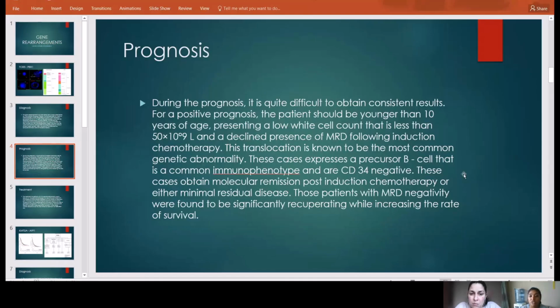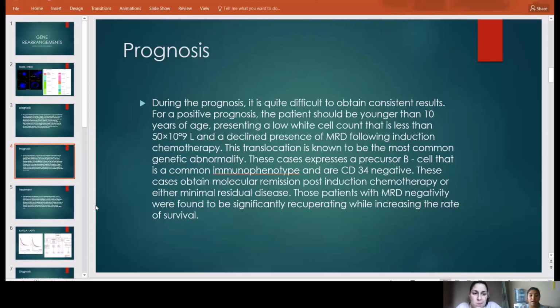This translocation is known to be the most common genetic abnormality, and these cases express a precursor B cell that is a common immunophenotype and are CD34 negative. These cases obtain molecular remission post-induction chemotherapy, or minimal residual disease. These patients with MRD negativity were found to be significantly recuperating while increasing their rates of survival.